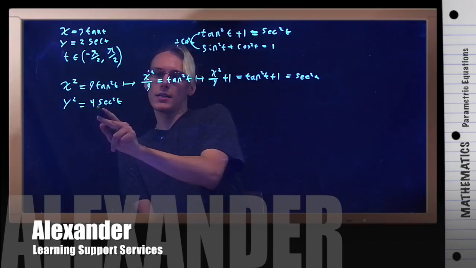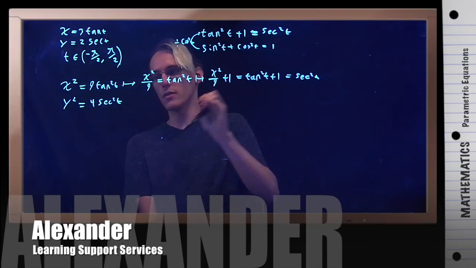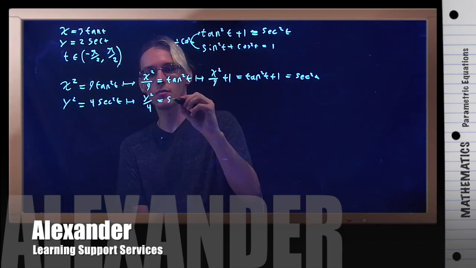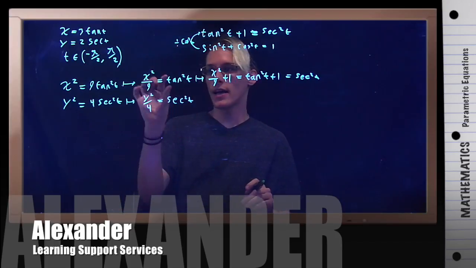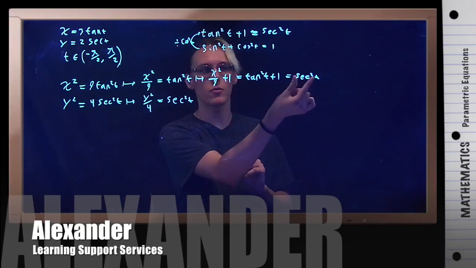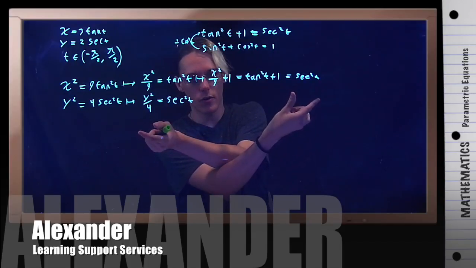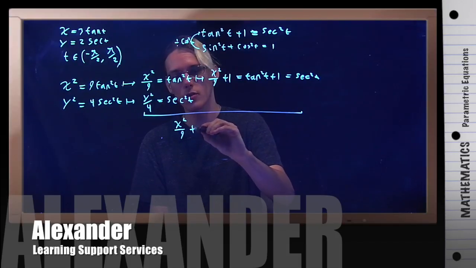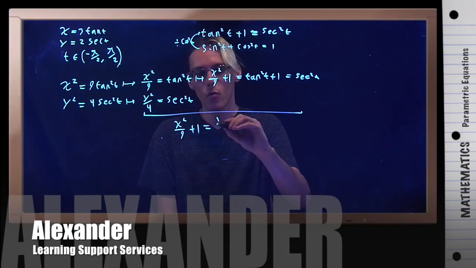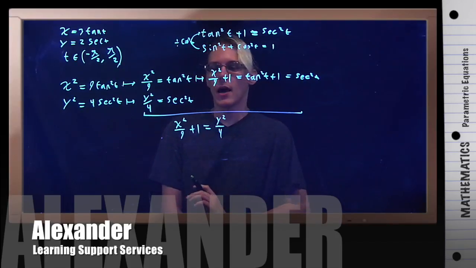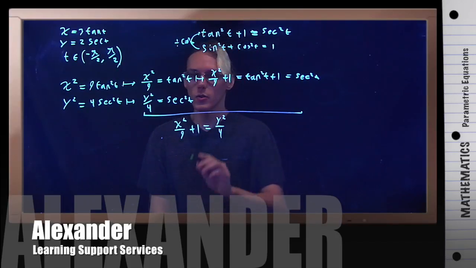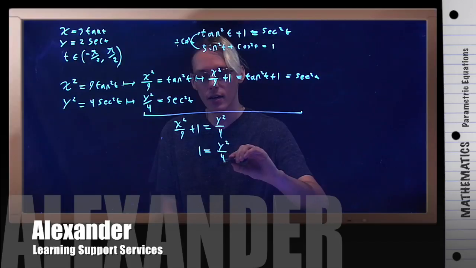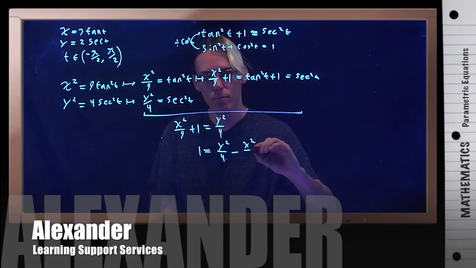So down here, if I can isolate the secant squared, I can set both sides of this equal. So I will do that. So y squared over 4 is equal to secant squared of t. So I have that x squared over 9 plus 1 equals secant squared, and that secant squared equals y squared over 4. So putting those together, I have x squared over 9 plus 1 is equal to y squared over 4. Now I want to just rewrite this in a way that's a little bit nicer, so I'll subtract the x squared over 9. So I have 1 is equal to y squared over 4 minus x squared over 9.